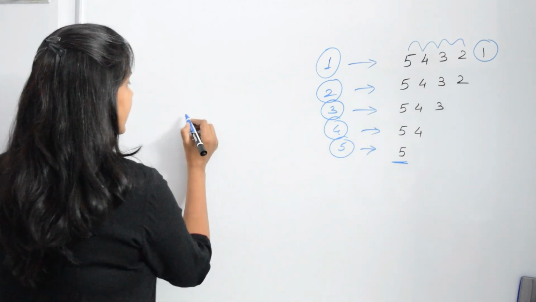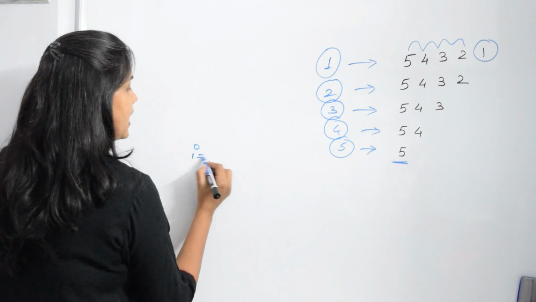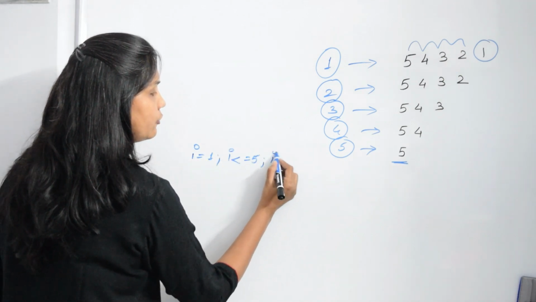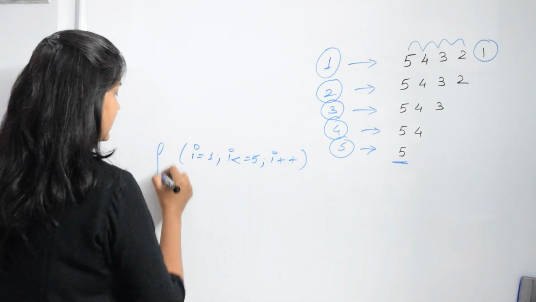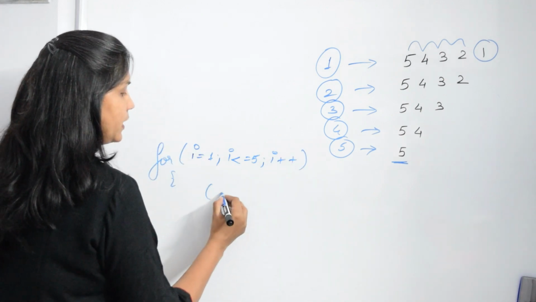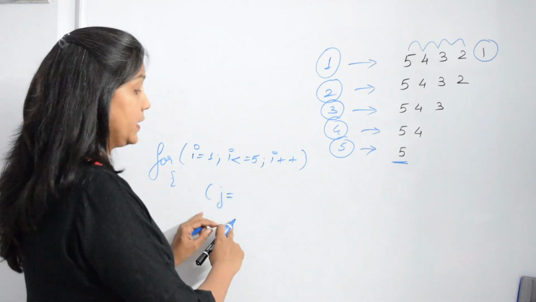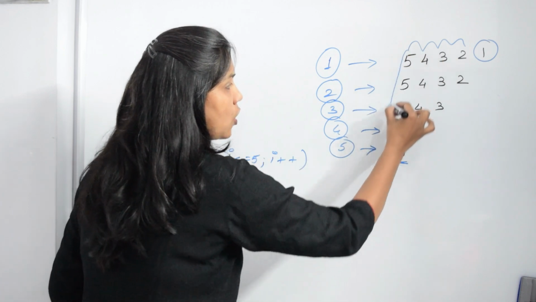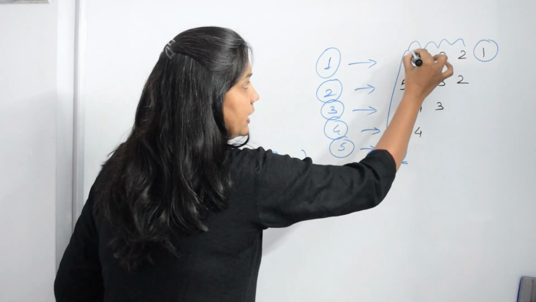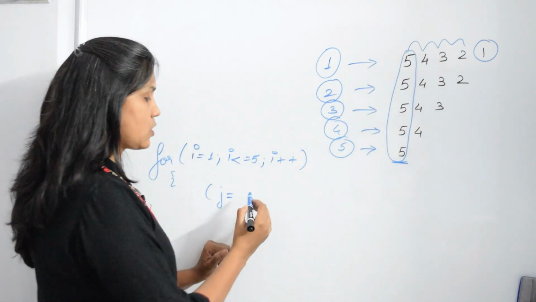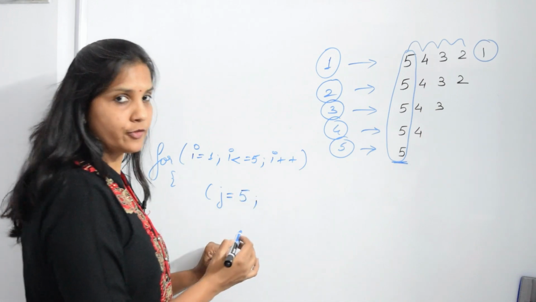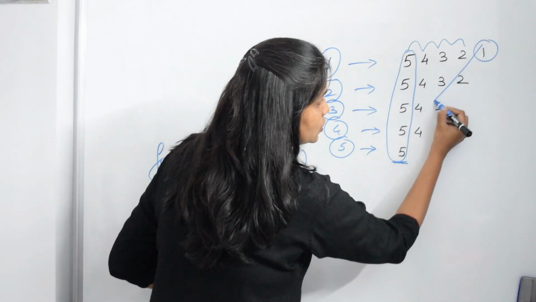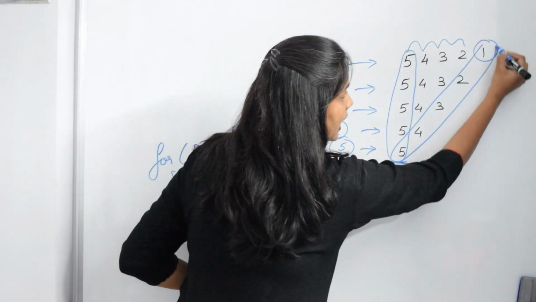The outer loop again starts from i equals 1. It has to run 5 times, so i less than or equal to 5 and i plus plus. Now the inner loop, it doesn't start from 1 or any other value. Can you see this is constant? So the starting value for every row is constant. It starts from 5. Now the ending condition varies. So you can see 1, 2, 3, 4 and 5.